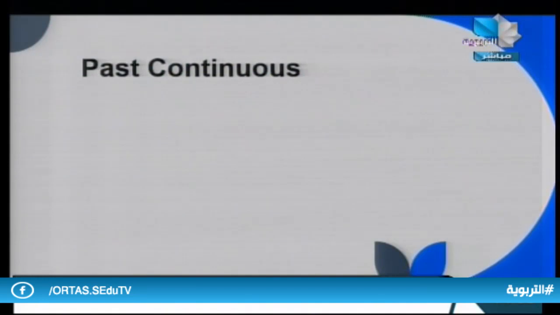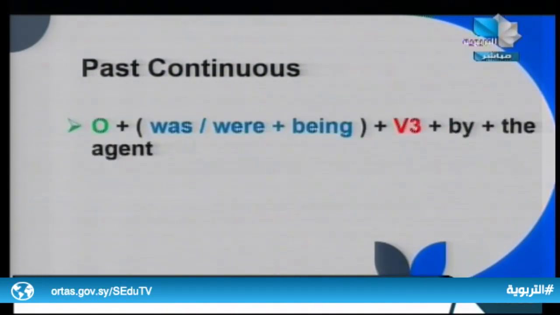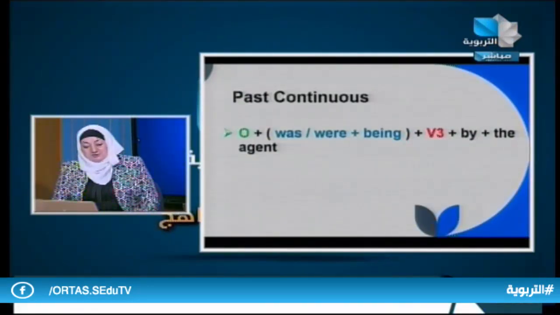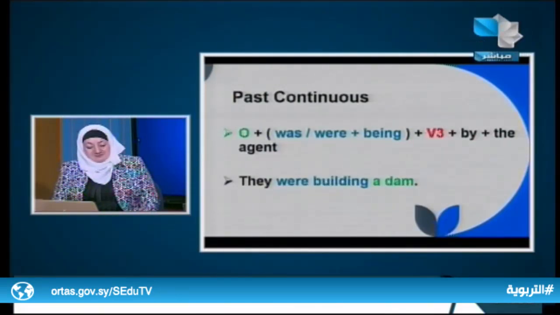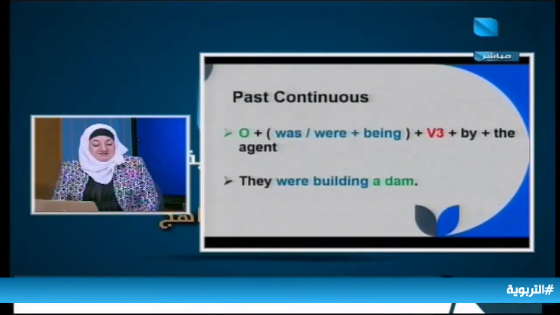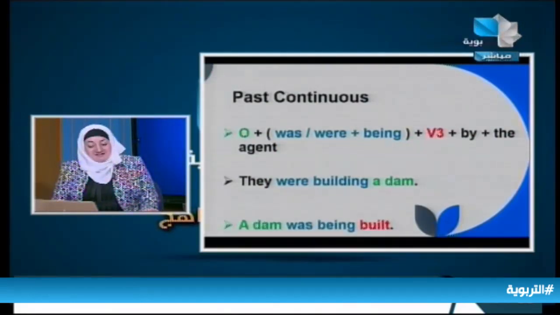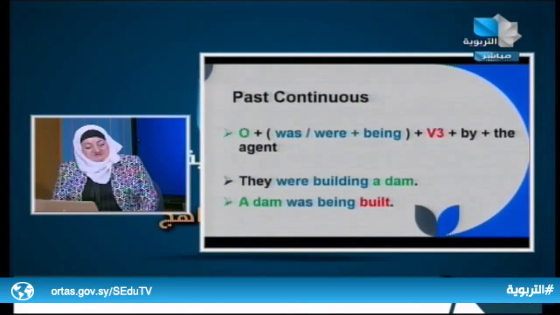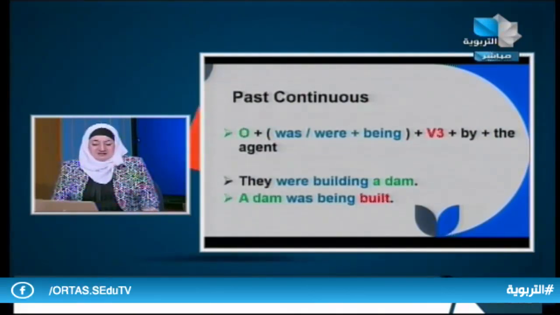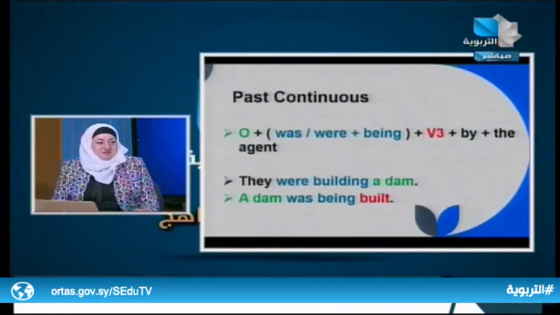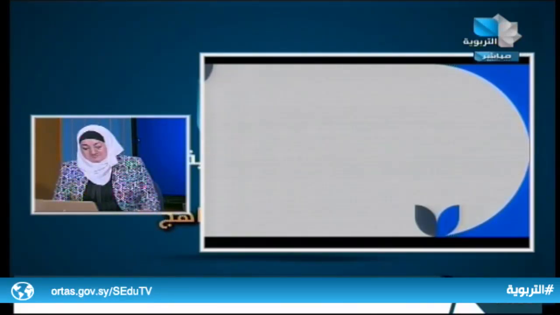Past continuous, as you know, we begin with the object. Now verb to be is was or were, plus being, plus verb 3. Also plus by and the agent. They were building a dam. This is in the active. In the passive, we bring the object to the beginning. We say a dam was being built. Good. Now we don't need here to say by them because it's a pronoun, so it doesn't add anything. There is no need.